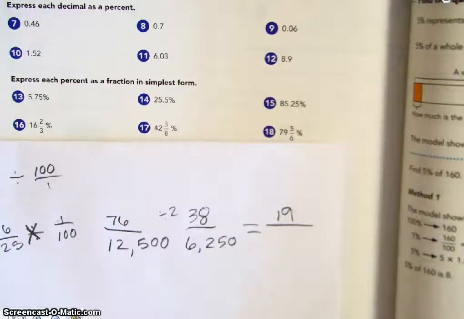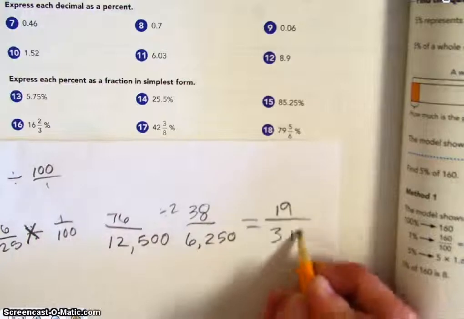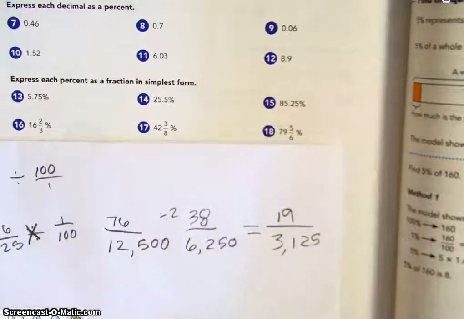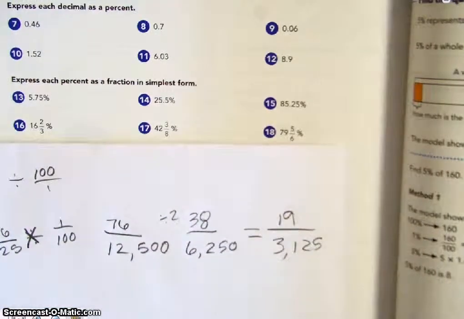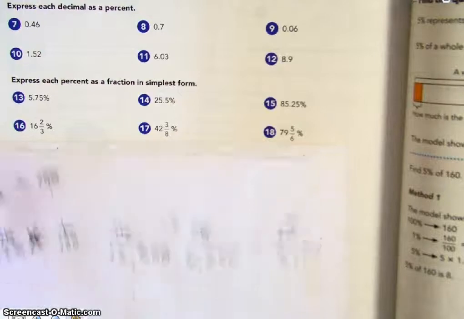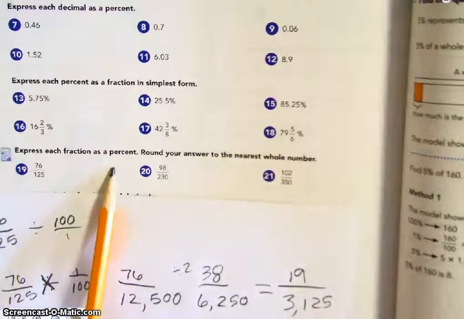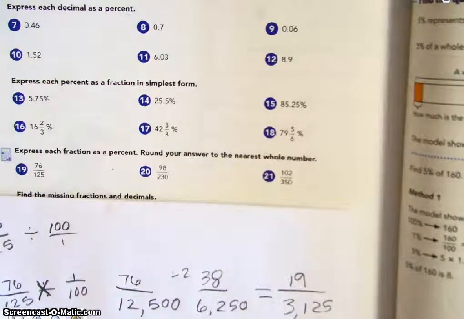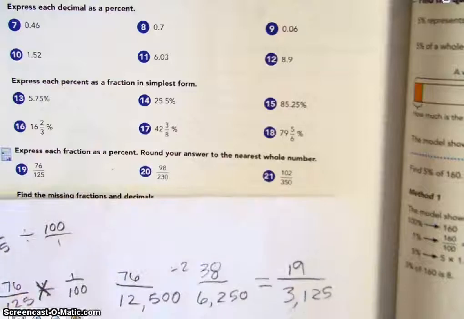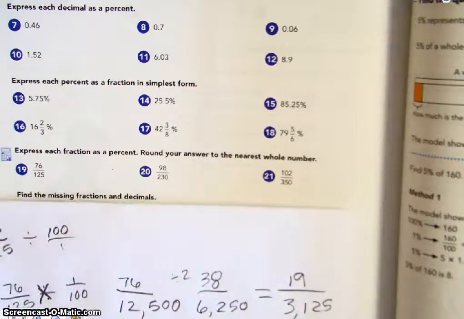And 6,250 divided by 2 is 3,125, and it is asking us to turn it into percent. So we would need to, actually, I think those ones let's go over in class because it's a little bit different than on your sheet.